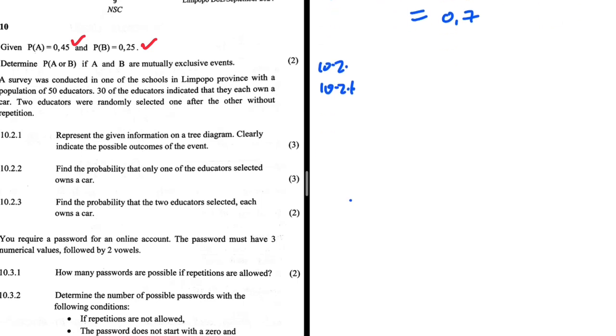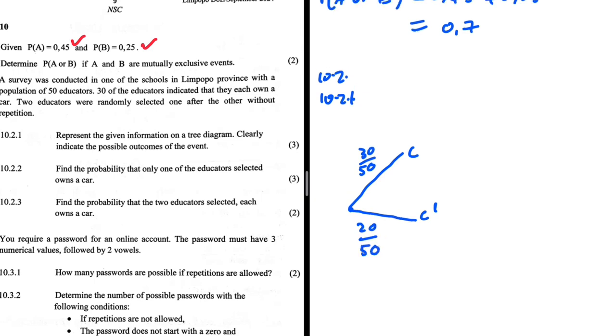Okay, so let's take a look at this. We are told that 30 of the 50 teachers say that they have cars. Well, let me represent it in the following way. So 30 of the 50 say that they have cars. So how many don't have cars? Should be 20 over 50, right?